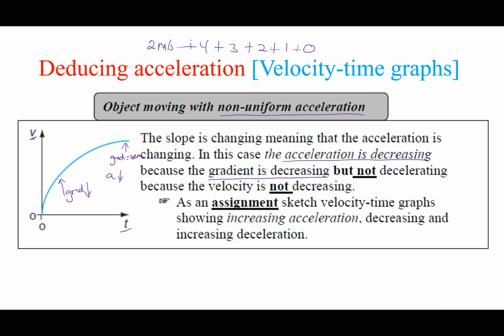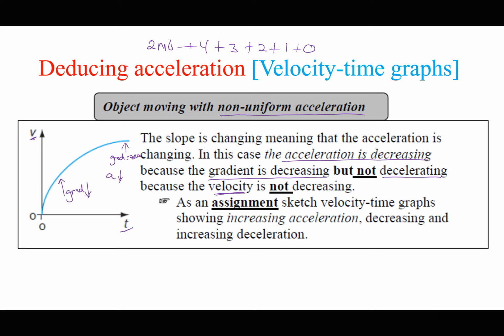So it means the acceleration is decreasing. The rate at which the speed increases becomes smaller, but it is not decelerating. Instead of increasing the speed with a bigger value, it is increasing the speed with a smaller and smaller value. So it is not decelerating, but the acceleration is decreasing. So we say that acceleration is decreasing because the gradient is decreasing, but not decelerating because the velocity is not decreasing. We only have deceleration when the velocity is decreasing. In this diagram, you don't see the velocity decreasing. You don't see the graph turning towards the x-axis.